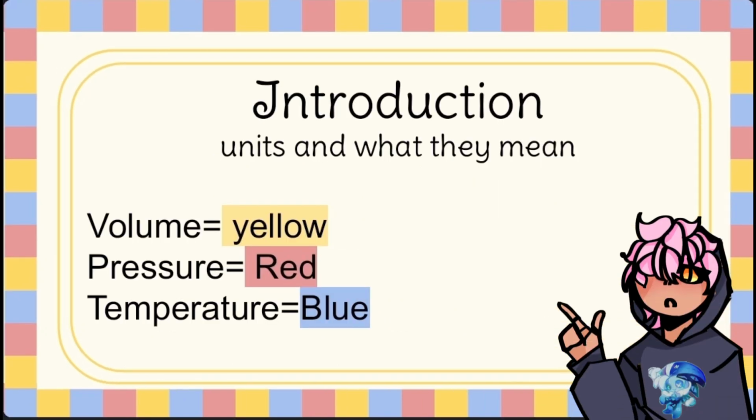Before we officially get started, here are some things you should know. Volume is always in yellow, pressure is always highlighted in red, and temperature is always highlighted in blue.